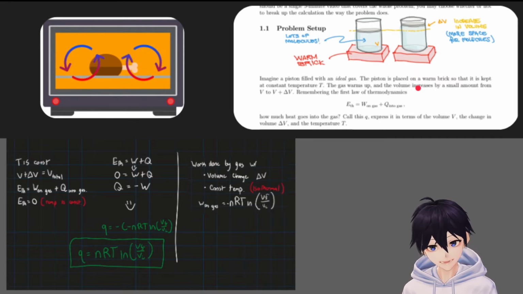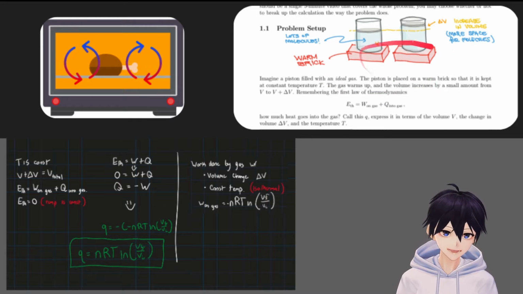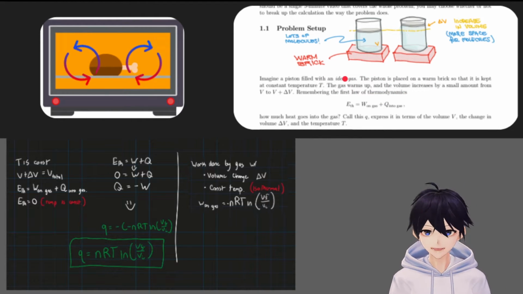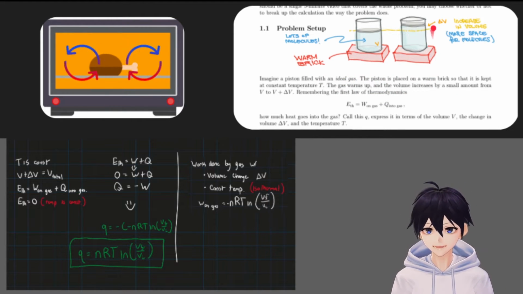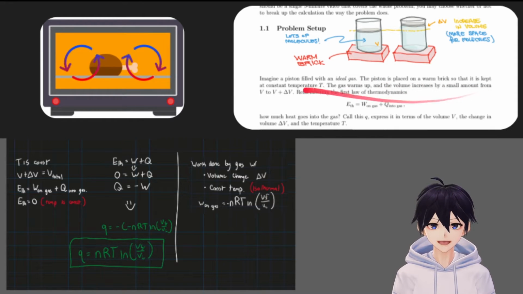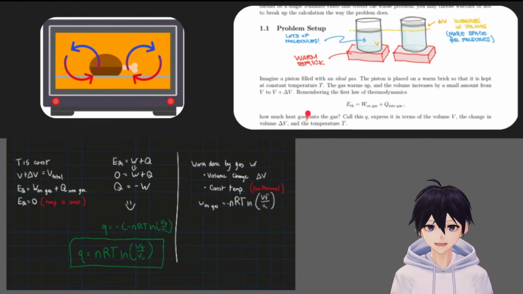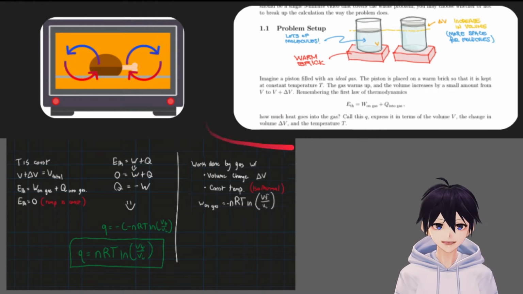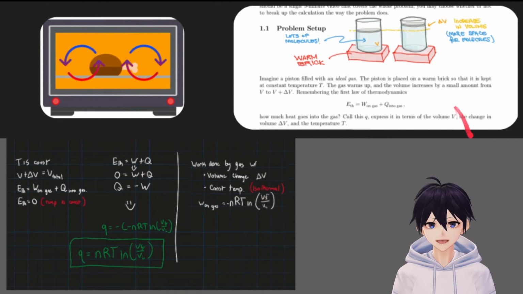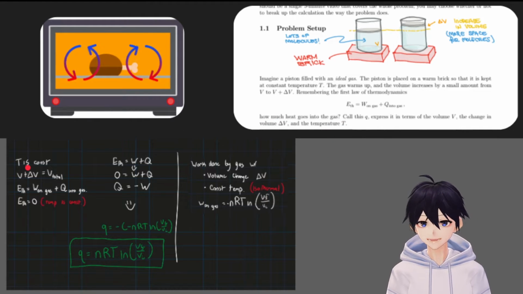So our problem sets up with a piston filled with an ideal gas. It's placed on a warm brick, so that means constant temperature, and the gas warms up, meaning that the volume increases by a small amount, V plus the change in V, as you can see right here. It gives us this equation, which is the first law of thermodynamics, and it just wants us to find how much heat goes into the gas in terms of little q, V, the change in V, and the temperature. So we know that T is constant.